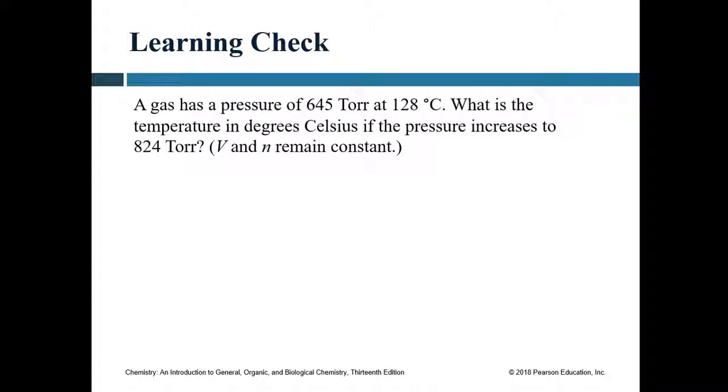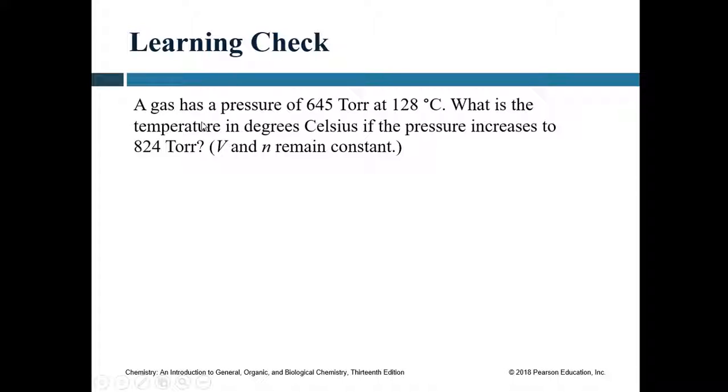So here's another problem. See if you can do this. Press pause and come back. A gas has a pressure of 645 torr at 128 degrees Celsius. What's the temperature in degrees Celsius if the pressure increases to 824 torr, assuming that volume and the amount of gas remain constant? Well, do I have to convert the torr to anything? No, because we have torr in both places, so those labels will cancel out.